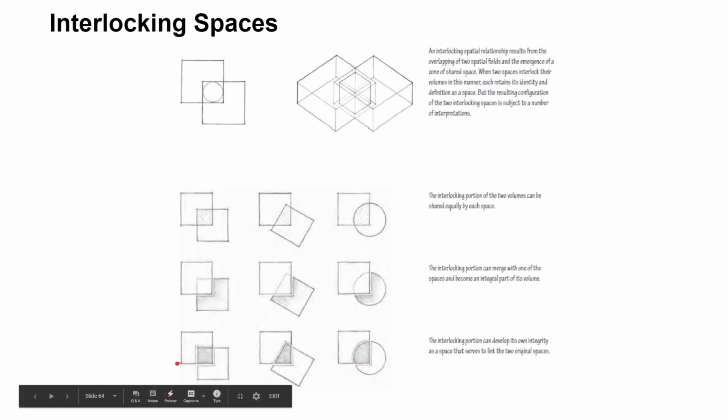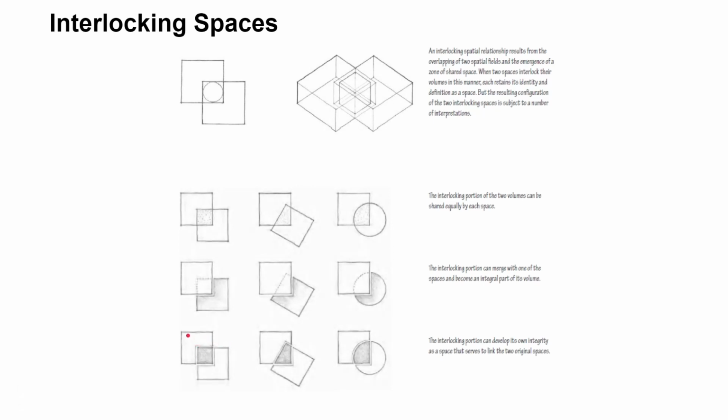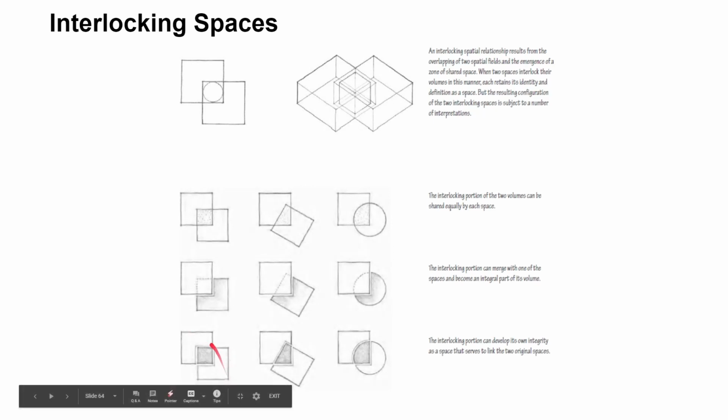So in this composition, these volumes or these spaces on the side would have their own integrity, while the interlocking portion will serve as a linkage. So usually this is portrayed in a shared space or a linkage or a bridge, or let's say in residential, possibly a courtyard.